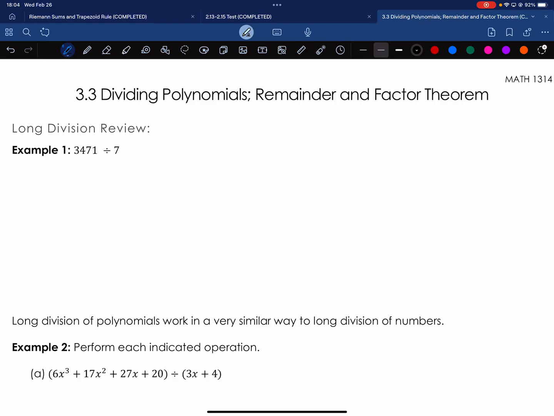3.3, dividing polynomials, remainder and factor theorem. Let's get this party on the road.